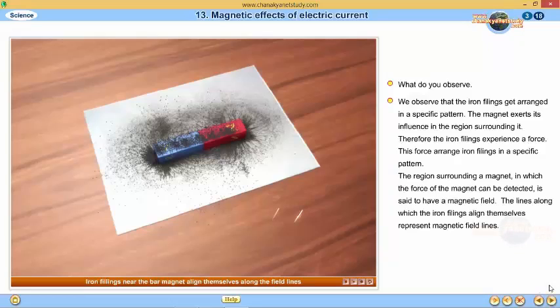What do you observe? We observe that the iron filings get arranged in a specific pattern. The magnet exerts its influence in the region surrounding it. Therefore, the iron filings experience a force. This force arranges the iron filings in a specific pattern. The region surrounding a magnet in which the force of the magnet can be detected is said to have a magnetic field. The lines along which the iron filings align themselves represent magnetic field lines.